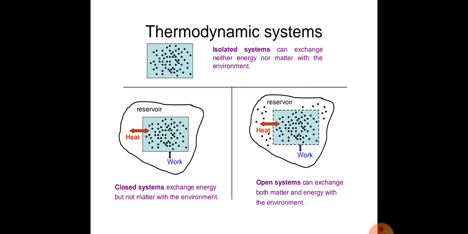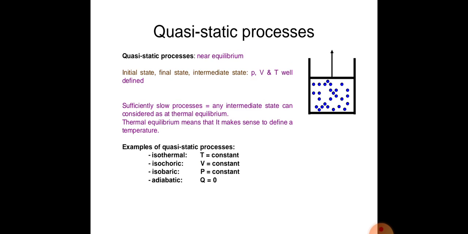Neither energy nor mass. Now moving forward, we have already seen quasi-static processes. Quasi-static processes means the processes are near to the equilibrium condition. So what is meant by equilibrium? First I will tell you about that.